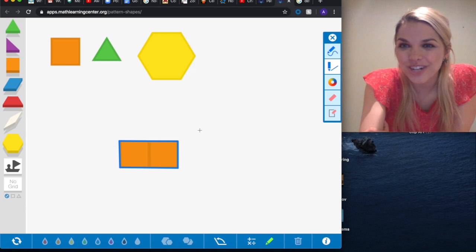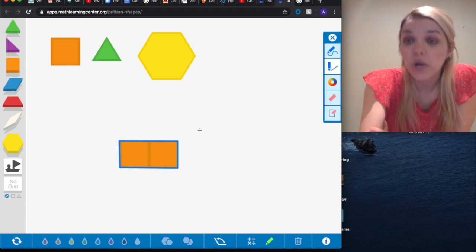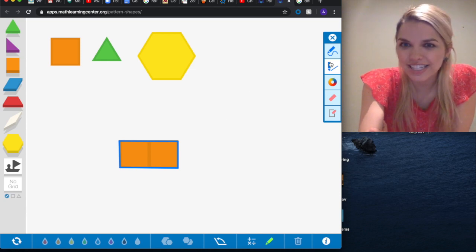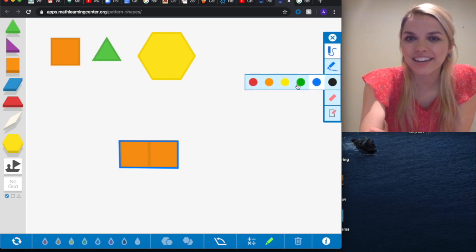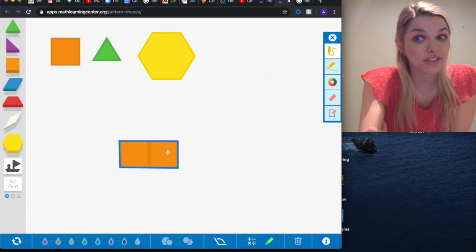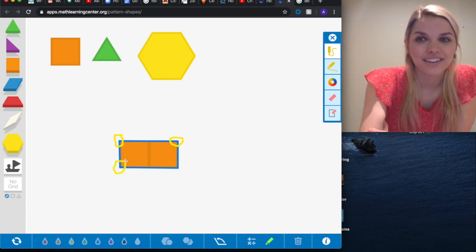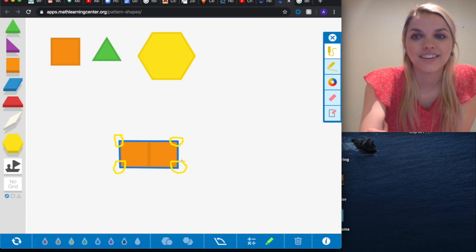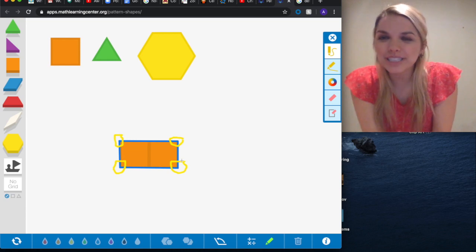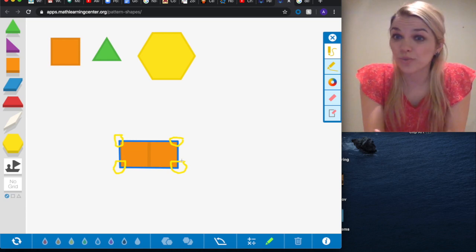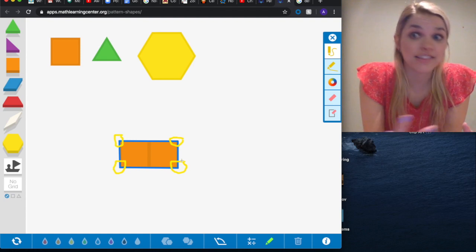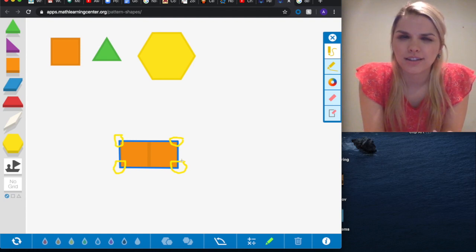How many lines did you guys get for your rectangle? 4. Are you ready to do vertices? All right, let's go ahead. Not counting with you. Nice job. How many did you get? That's right. If there were 4 lines, then there had to be 4 vertices.